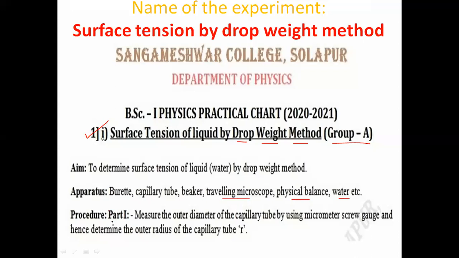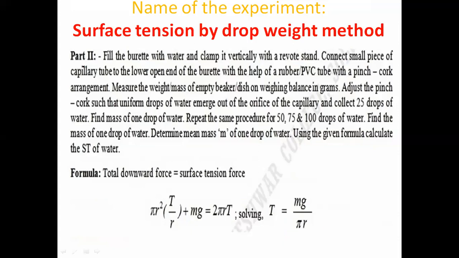Procedure, part 1: measure the outer diameter of the capillary tube by using a micrometer screw gauge, and hence determine the outer radius of the capillary tube, that is small r. This capillary tube is attached to the bottom part of the burette and its radius is to be determined. In part 2, fill the burette with water and clamp it vertically with a retort stand. Connect a small piece of capillary to the lower open end of the burette with the help of rubber or PVC tube with a pinch cork.